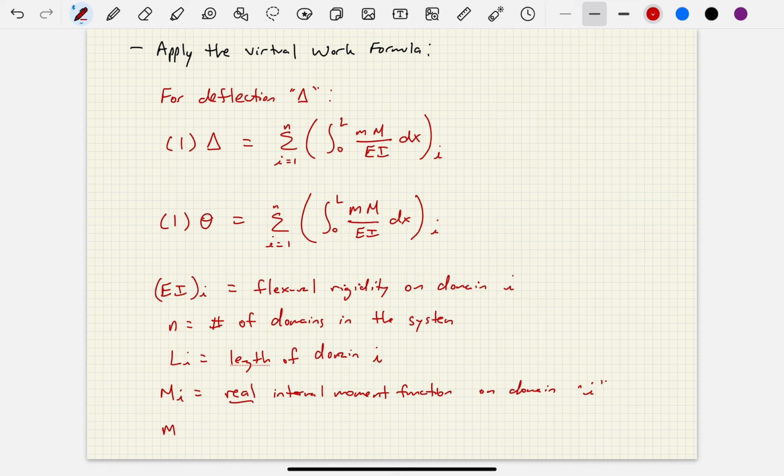And then what about little m sub i? This is the virtual internal moment function on domain i. Okay, so these are our background information and background formulas for dealing with virtual work as it pertains to flexure systems. Okay.